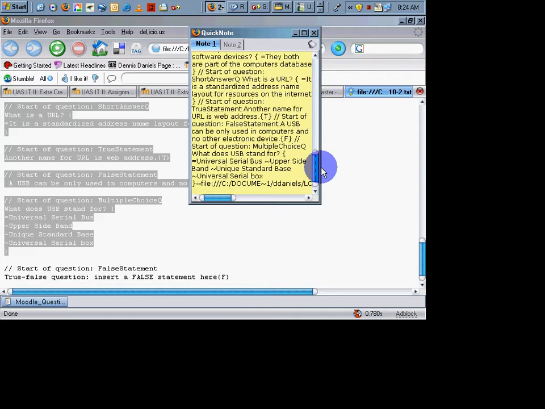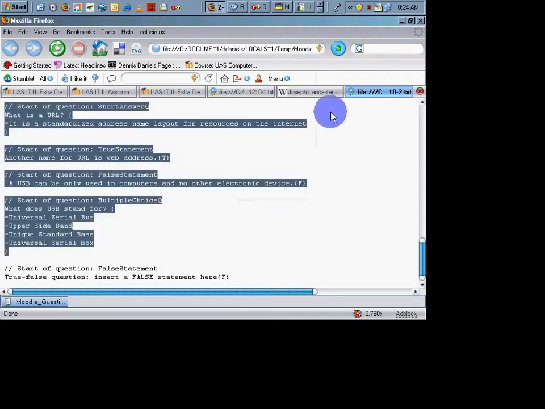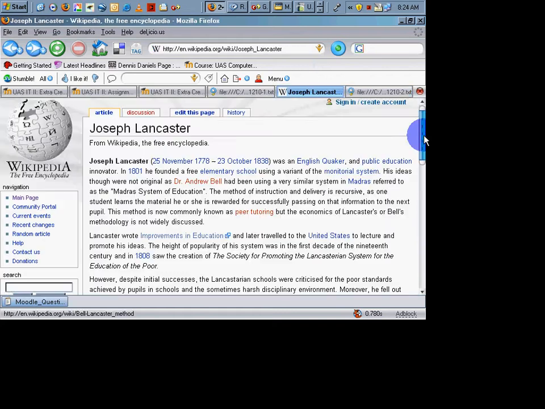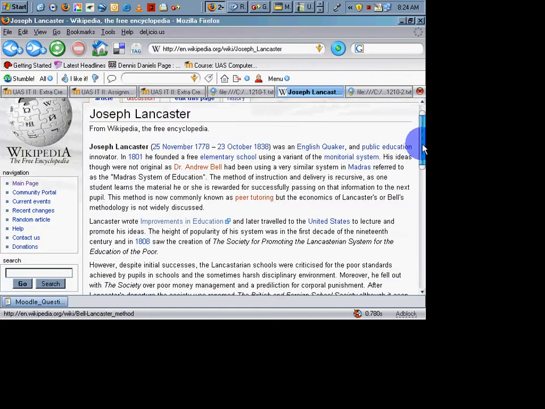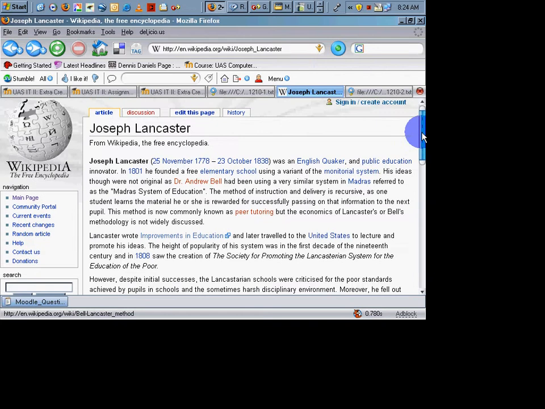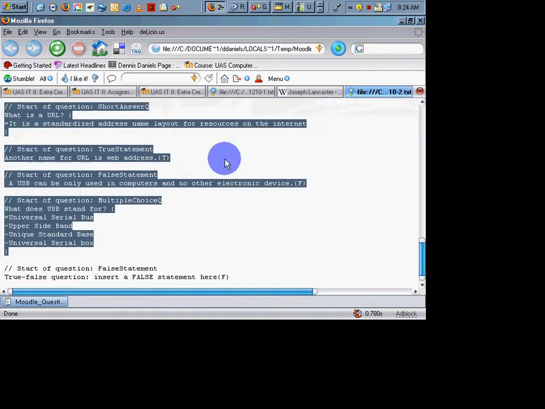Again, going back very much to what Joseph Lancaster was talking about 150 years ago in terms of making the students more responsible for their learning and their learning process. Give it a shot. Moodle's free, Quick Note's free, Firefox is free, advice is free, but I'll tell you that using this method has greatly increased my overall curriculum and the quality of the curriculum as well.